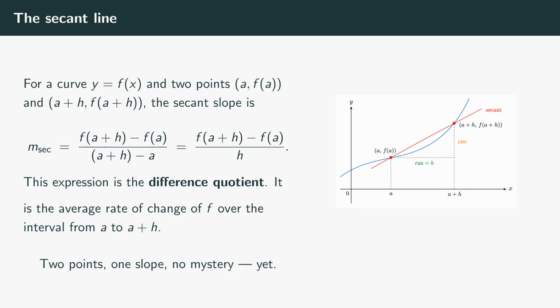If f is position and x is time, this is average velocity. If f is the height of a curve and x is horizontal distance, this is the slope of a chord. No limits, no mystery, no philosophy. Two points, divide rise by run, you get a number. The trick now is what happens when we make h smaller.